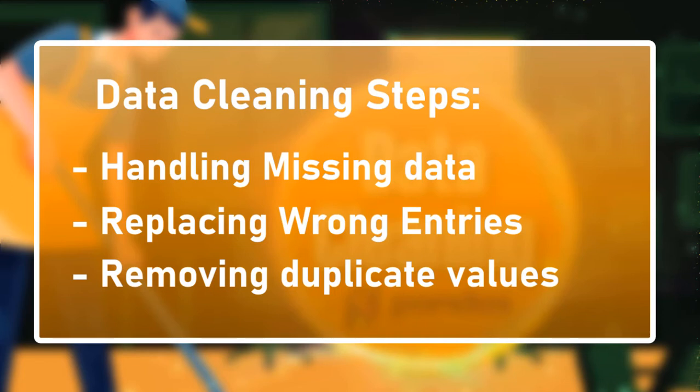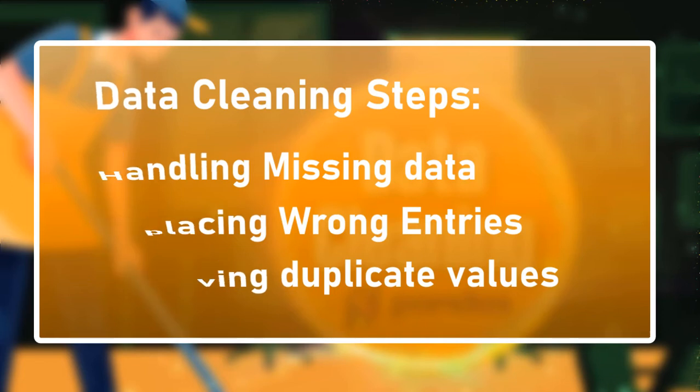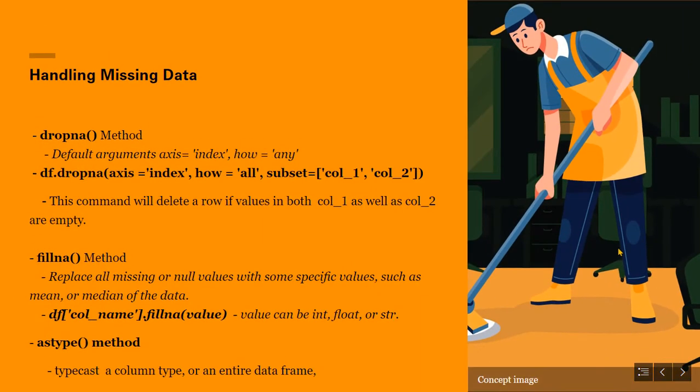Let's start with handling missing data, or null values. Dropping them is the easiest way to handle missing values in a dataset. Pandas provides the dropna method to get rid of all null values at once. We can delete all the rows that contain any missing values. By default, the dropna method accepts two arguments: axis equals index, or 0, which indicates rows, and how equals any, which means a row with any null value will be deleted.